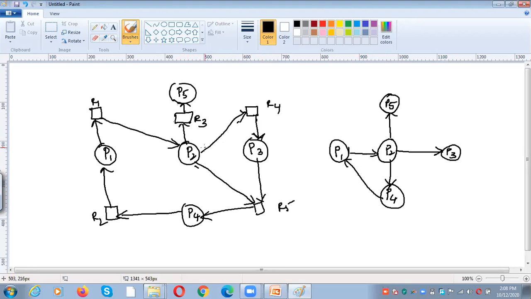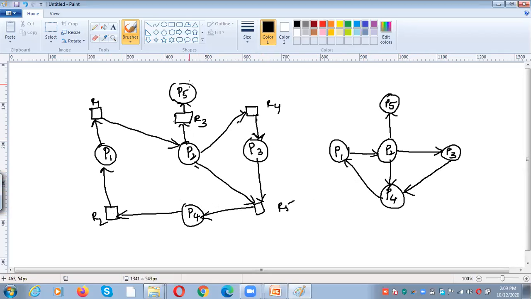P2 is waiting for P3, so that is done already. Now P3's outgoing connection. P3 is requesting R5 and it is allocated to P4. So it is waiting for P4. So P3 is also done. And next, what about P4? For P4 we have two connections, in this direction and this direction. P4 is requesting R2 and it is allocated to P1. So P4 to P1 is already done. And then R5 is allocated to P4 and P3 is waiting for R5. So P3 to P4 is also done.